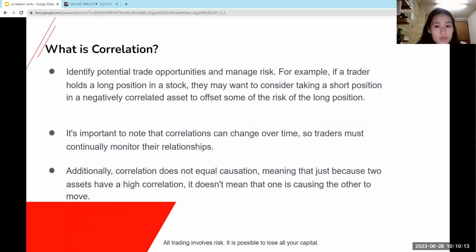Traders make use of correlation analysis to identify potential trade opportunities and manage their risk. For example, if a trader holds a long position in a stock, they may want to consider taking a short position in a negatively correlated asset to offset some of the risk of the long position. It's important to note that correlations can change over time, so traders must continually monitor their relationships. Additionally, correlation does not equal causation, meaning that just because two assets have a high correlation does not mean that one is causing the other to move.